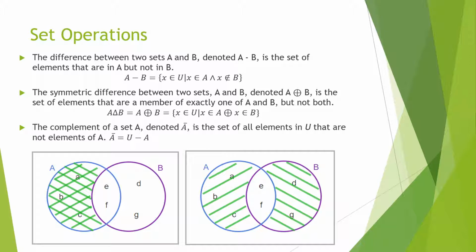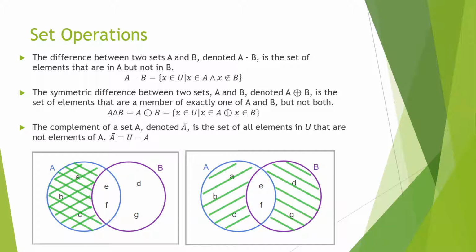Another operation is called symmetric difference between two sets A and B. There are two ways of representing this operation. Either you write A delta B, or you write A exclusive or B, this sign which was for exclusive or. So the symmetric difference of A and B is the set of all elements that are a member of exactly one of A and B, not both of them.